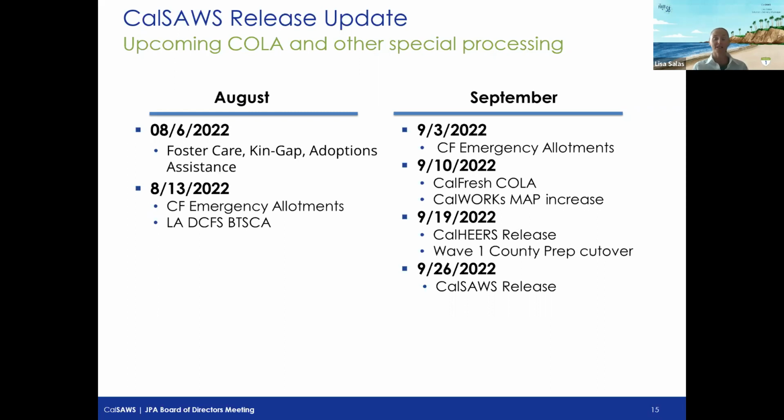And then we have our biggest COLA of the year that we will be running across the entire CalFresh and CalWORKs population, the COLA increase, the MAP increase. That's the 10th. The very next weekend will be a milestone in itself. Things continue on plan as we get ready for our Wave 1 county cutovers and the prep cutover activity for that weekend.